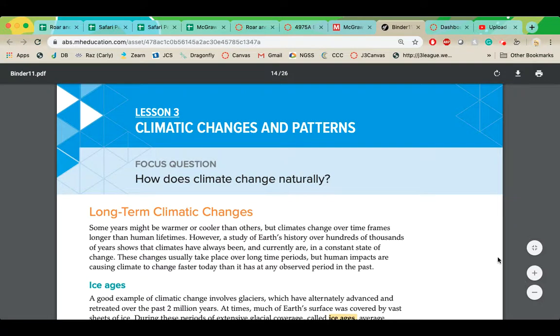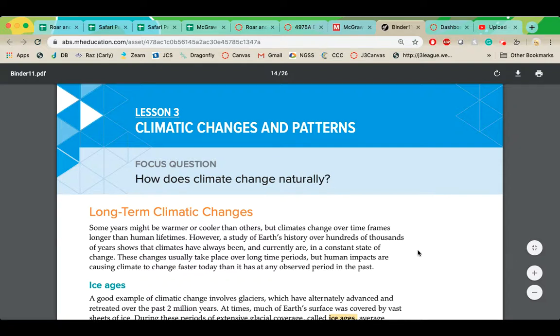In lesson 3, we are going to be talking about climate changes and patterns. Our climate is in a constant state of change, but human impact seems to be causing climate to change faster than ever observed before. And the question is, do we do anything about this, and what can we do about this?